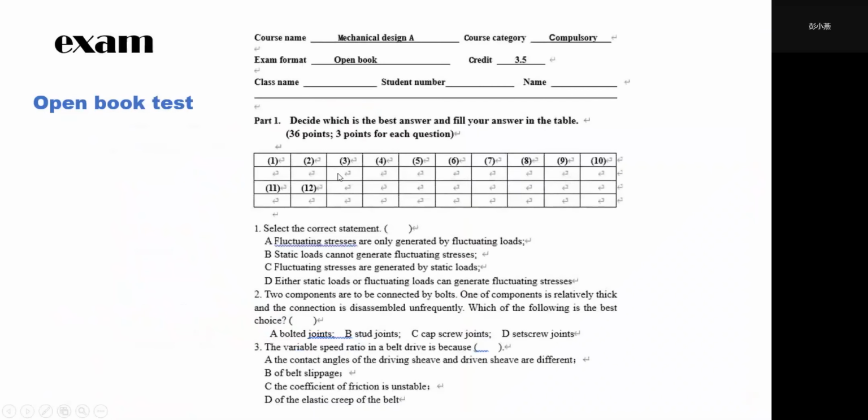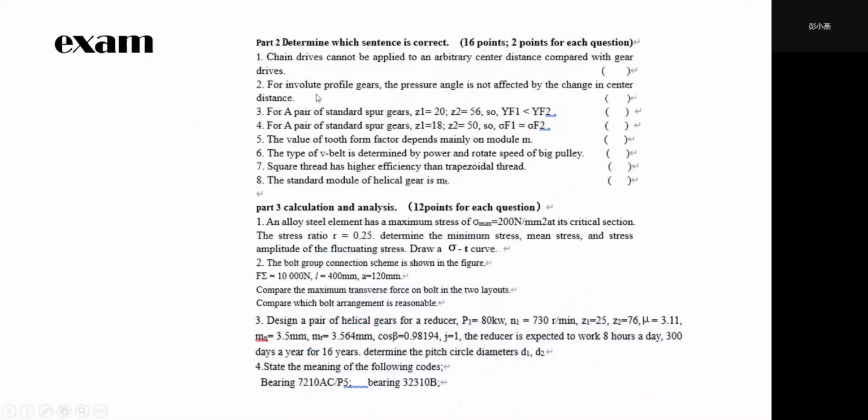Okay. So the exam will be based on what you have learned, and the exam will be an open book test. It won't be too hard if you are well prepared. And this is the test question of last year. You can refer to it. It included choice questions, true or false questions, and calculation and analysis questions.